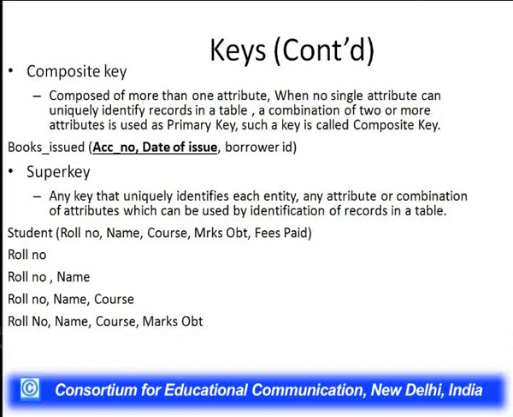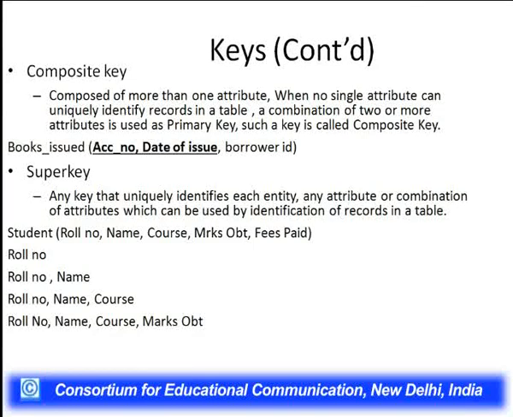Then we have a super key. A super key is any key that uniquely identifies each entity: any attribute or combination of attributes which can be used for identification of records in a table.